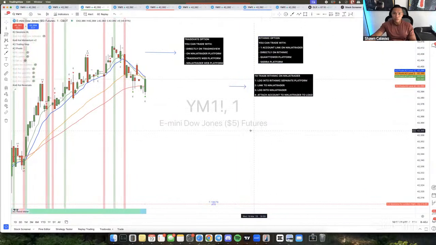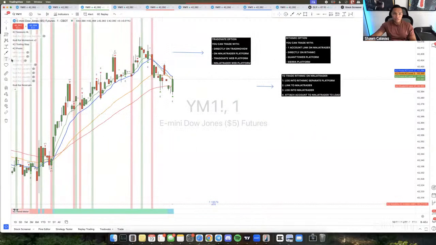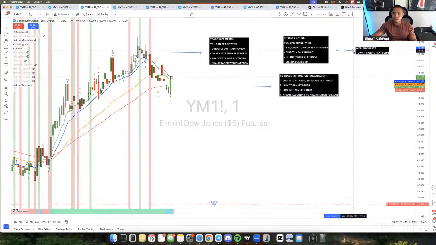And then the wealth charts option that you mentioned, that's new. I think wealth charts is its own trading platform. I think wealth charts has the least flexibility because you can only trade on wealth charts. So I would not use wealth charts unless you want to trade on wealth charts. These are two good options.